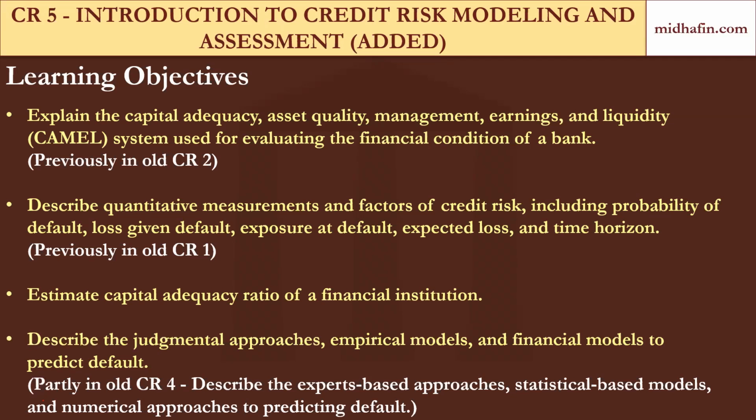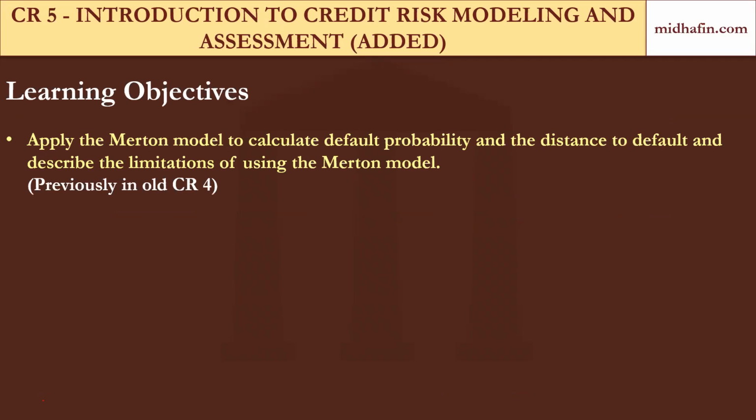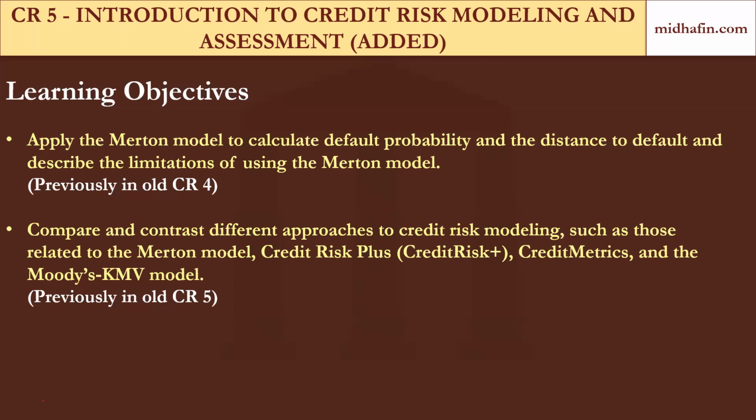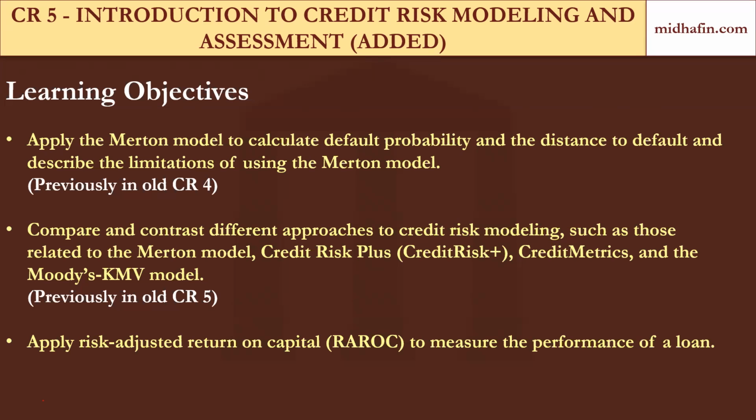So we have tried to do proper research on the comparison of 2023 versus 2024, so that even if the language is changing, we are still able to understand and identify which learning objectives are being carried forward. Okay, then we have the Merton model, which was there in old CR4. Then comparing and contrasting between Merton, CreditRisk+, CreditMetrics and KMV was there in old CR5, which was the credit risk and credit derivative chapter. And a new learning objective, which is RAROC. Now, RAROC has also been covered in detail in the context of operational risk, but it is being covered in the context of credit risk also this time.